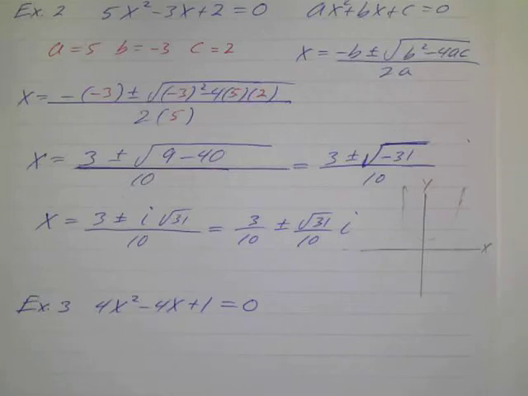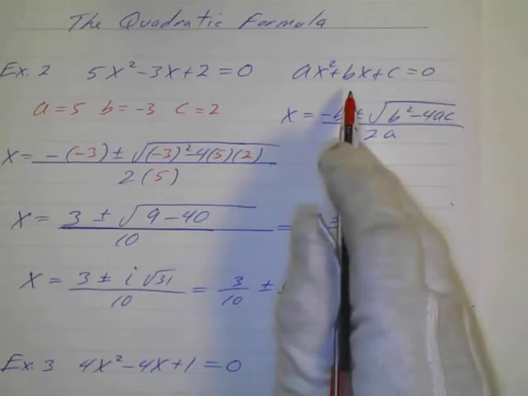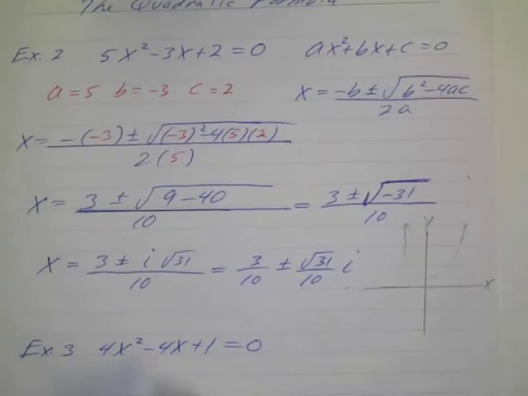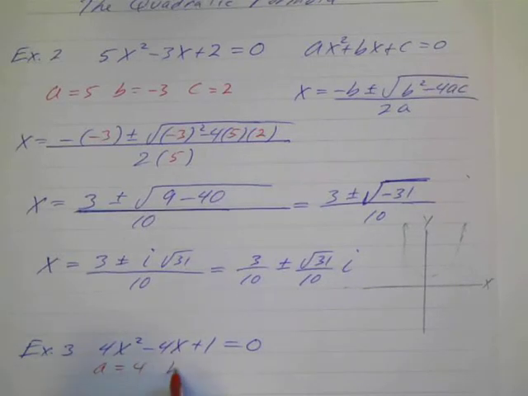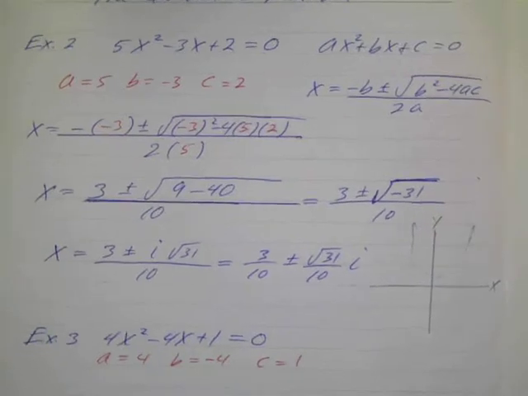So here's another example. This is the third example, and we'll use our work up here. We know ax squared plus bx plus c equals 0. The solution is given by the quadratic formula, so I'm just going to find out what a is. It looks like a equals 4, b equals -4, and c equals 1.